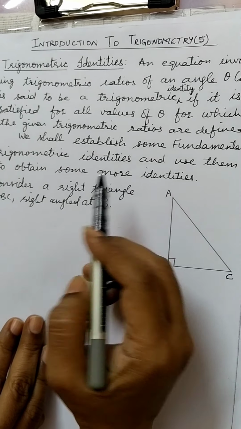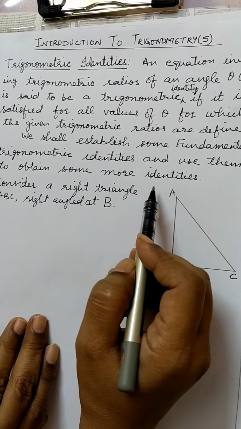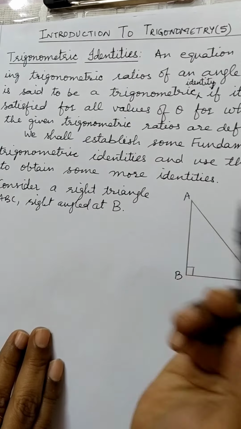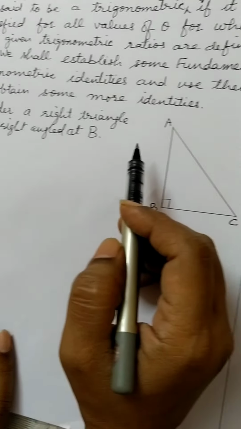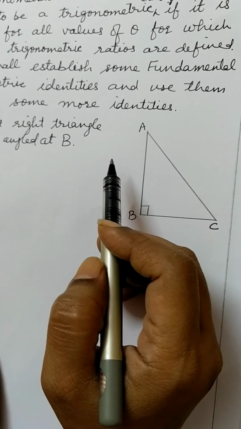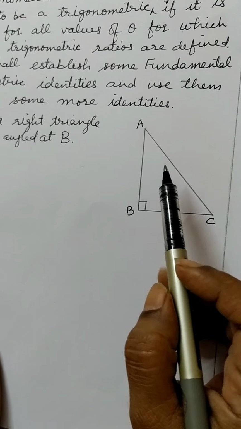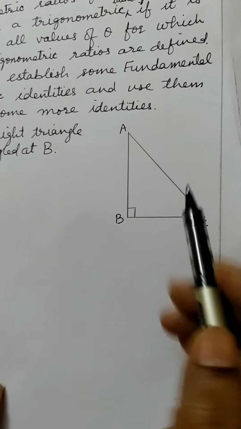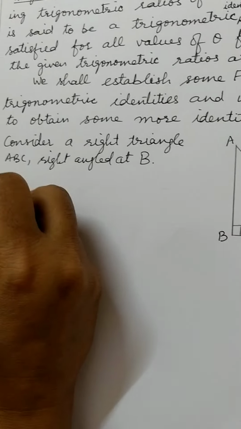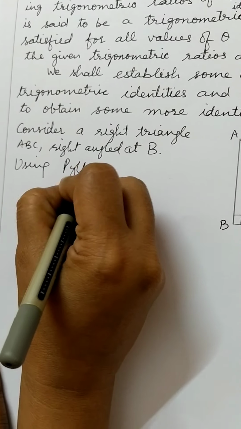Now today in this topic, we shall establish some fundamental trigonometric identities and we will be using them to prove some more identities in our exercise 8.4. So let us derive these three fundamental trigonometric identities one by one. For that purpose we will consider a right triangle. You can see here right triangle ABC, right angled at B. So we use Pythagoras theorem in this triangle.